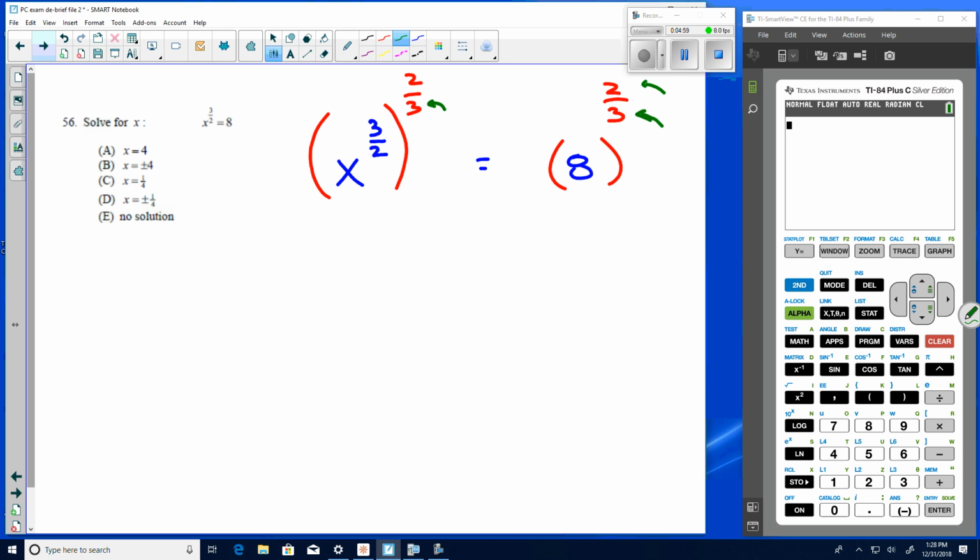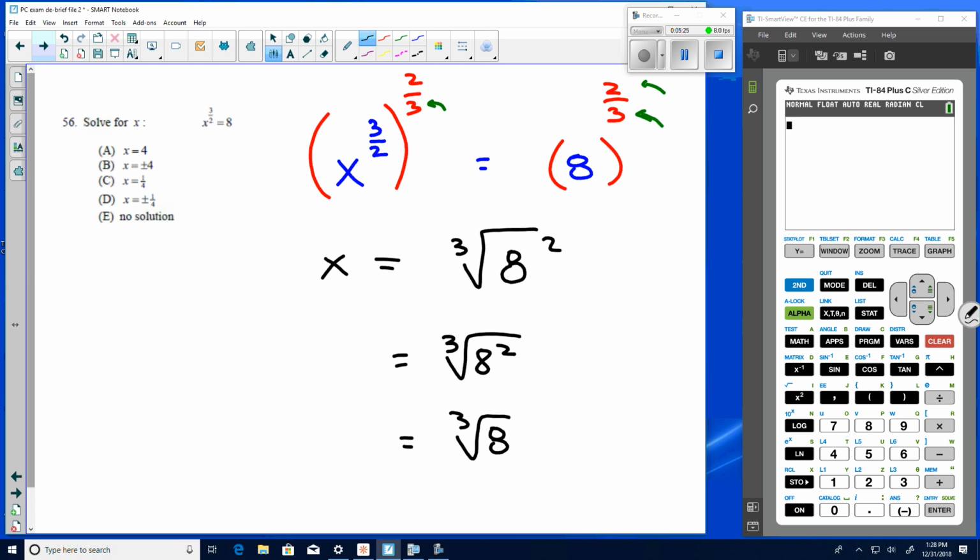Okay, so by doing that, on the left side we have x to the first, or simply x, and on the right side we have the cube root of 8 squared. And you might be asking me, is that the 2 under the radical sign or not? Did you mean the cube root of 8, squared? Is that what you meant? Or did you mean the cube root of 8 squared, like that?